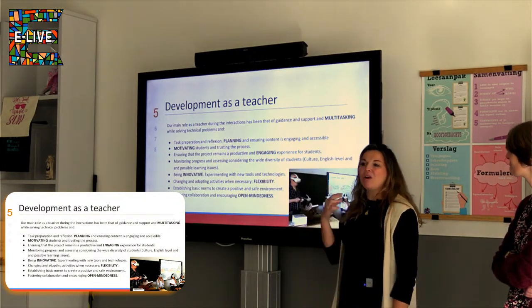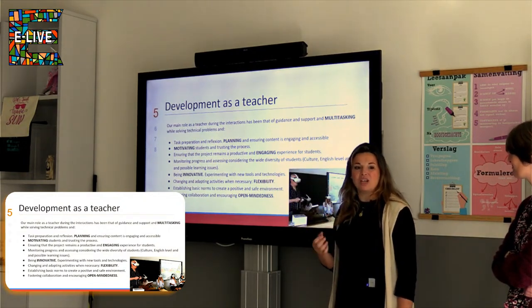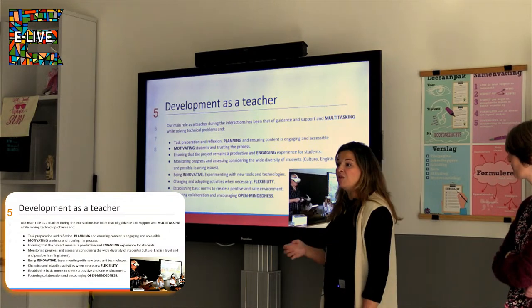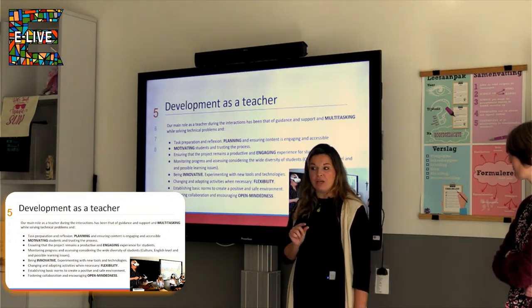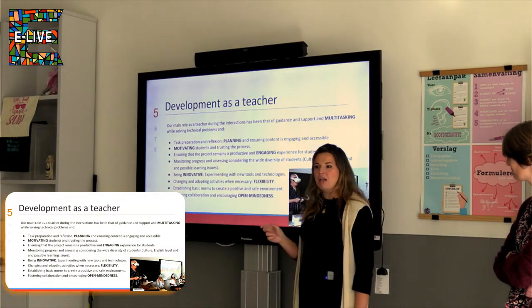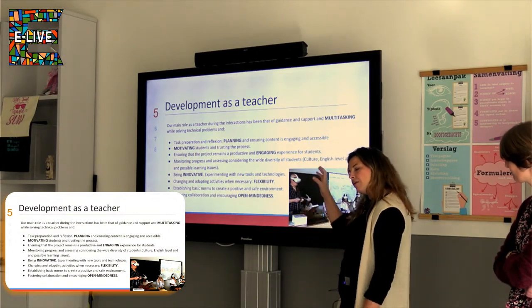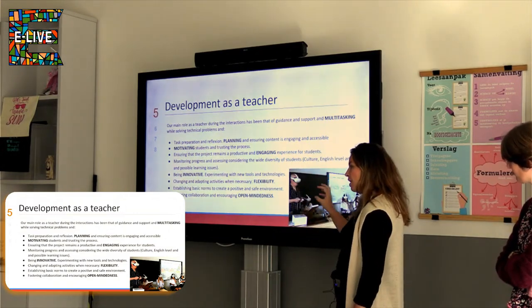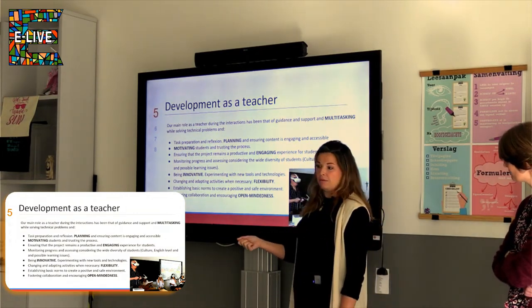Planning required a lot of work and a lot of time. It was difficult sometimes because we had a very tight curriculum in Valencia as well. And some of the parts of the project weren't sticking to our curriculum.